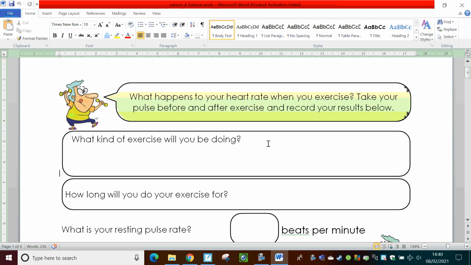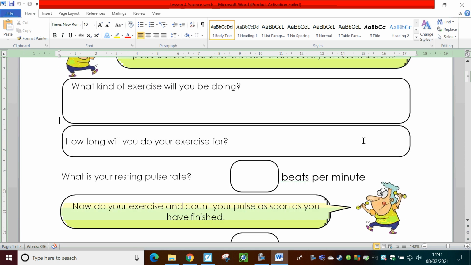So anything that's quite vigorous, that's going to get your heart rate really going. That could be some press ups, skipping, or jumping on the spot, anything that's going to make you a little bit breathless. How long will you do your exercise for? I did mine for 2 minutes. You can do yours for a minute. You can do it for a little bit longer, but just as long as you are feeling that you're exerting some effort. And then the important part, what is your resting pulse rate?